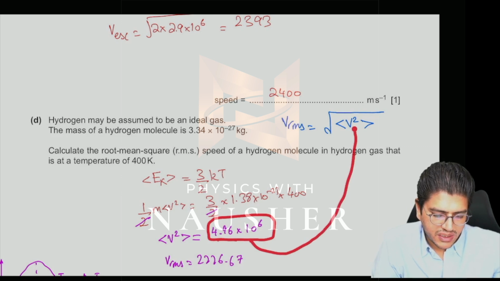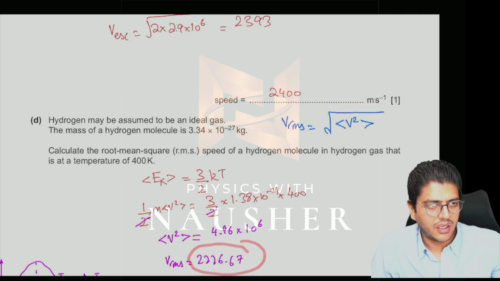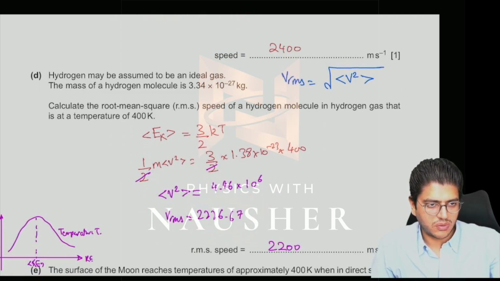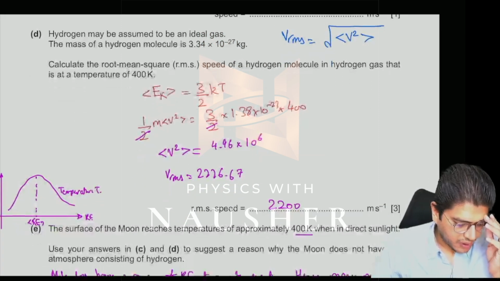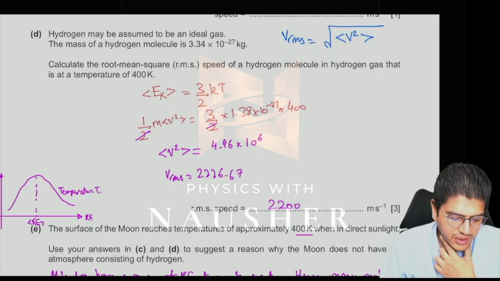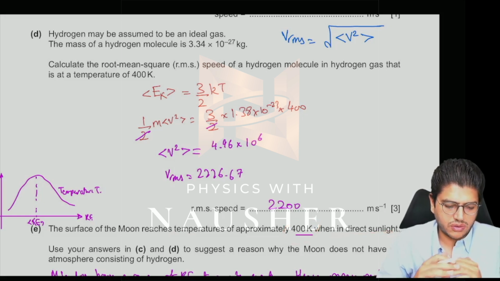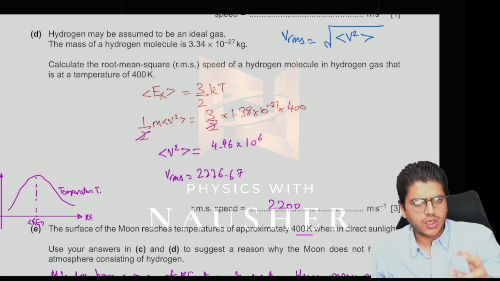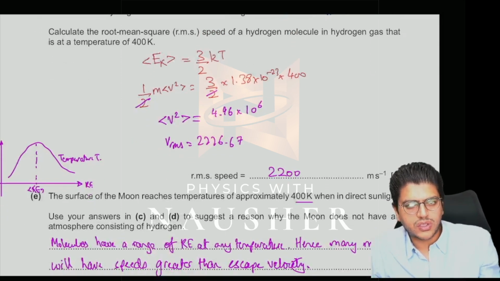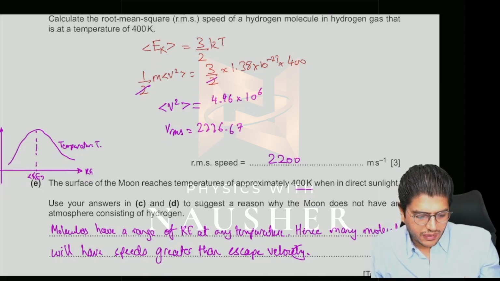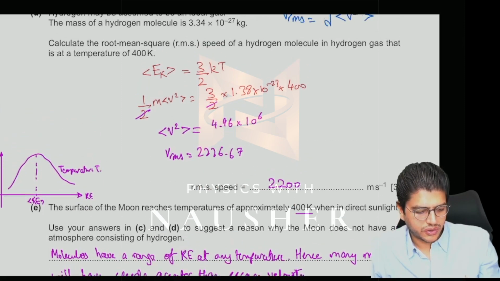So you plug this value in and you calculate v_rms as this number. And this is your root mean square speed. So round it off to 2 to 3 significant figures and you will get your answer. The surface of the moon reaches temperatures of approximately 400 kelvin when in direct sunlight. Use your answers in C and D to suggest why the moon does not have an atmosphere consisting of hydrogen.